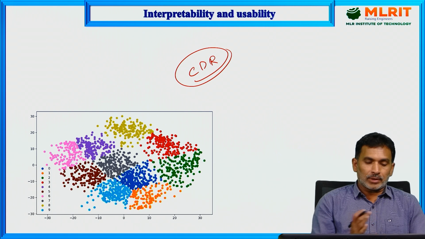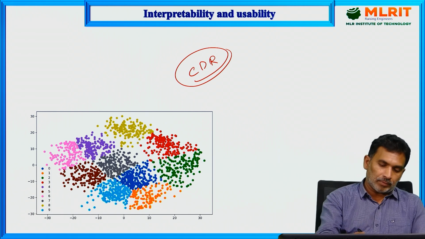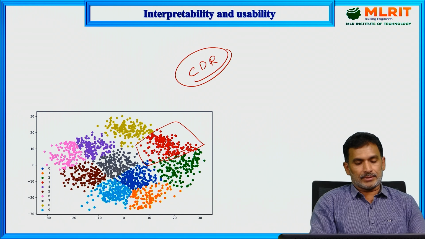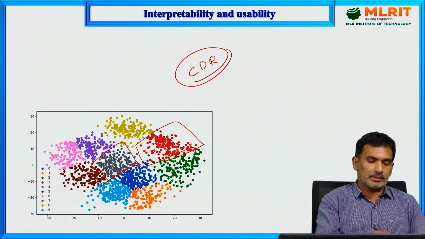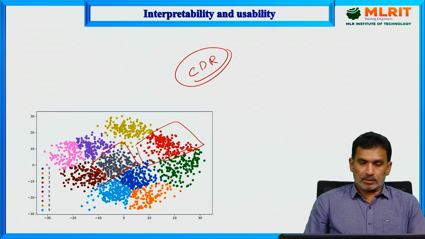Another important thing is interpretability, how you are going to interpret the clusters. Let us take this segment in this cluster, how you are going to interpret it, and if you take another segment, how you are going to interpret that. So that is another requirement of clustering.